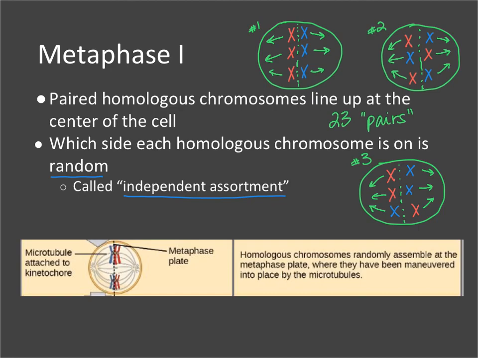So this randomization of how these homologous chromosomes pair up is called independent assortment. And you may have guessed that the purpose of this is to increase genetic diversity. So remember that if we increase genetic diversity, it can make the population of humans healthier overall.